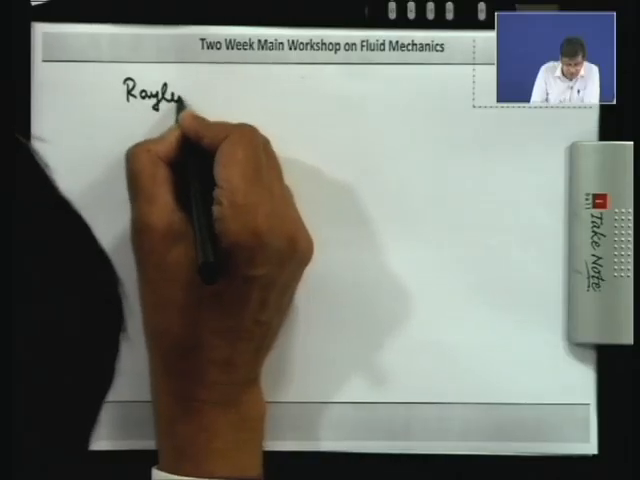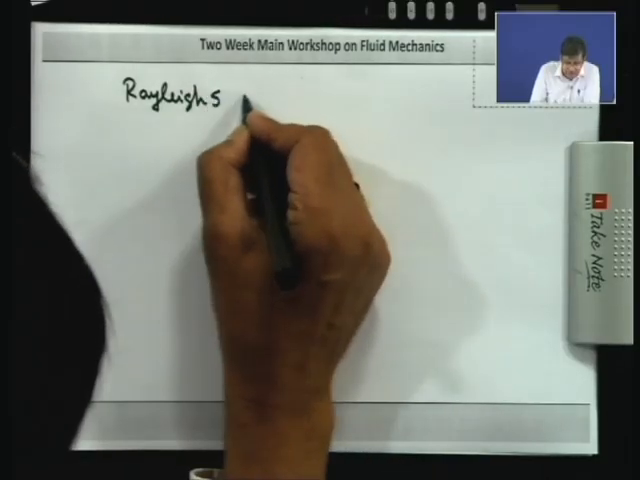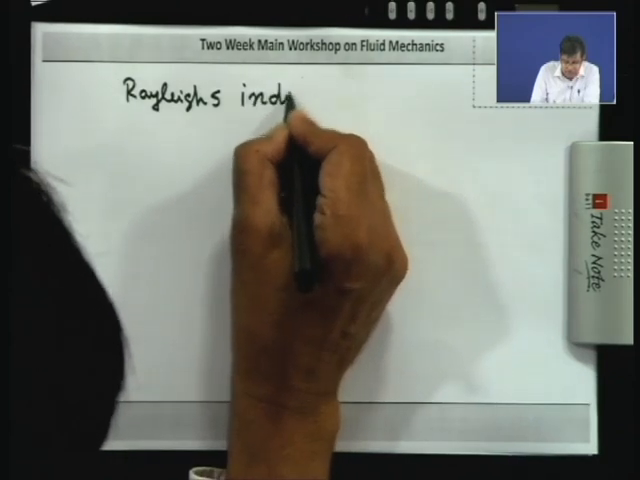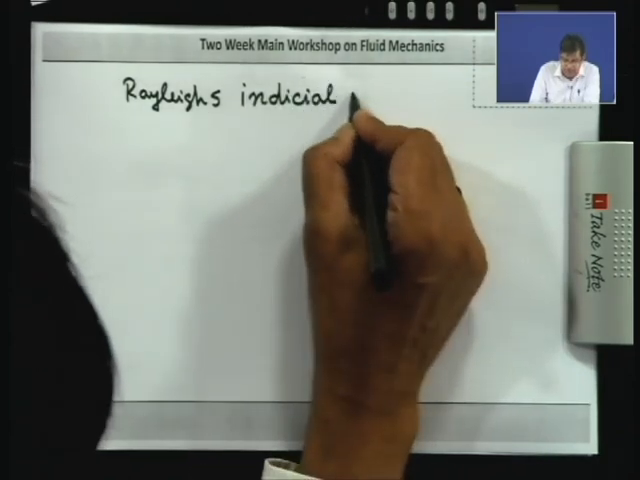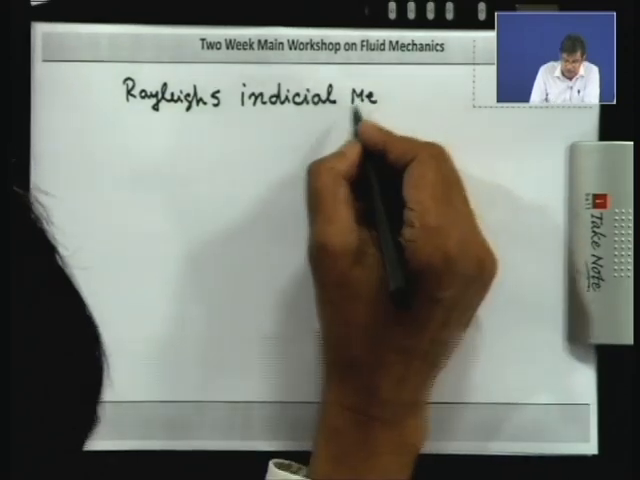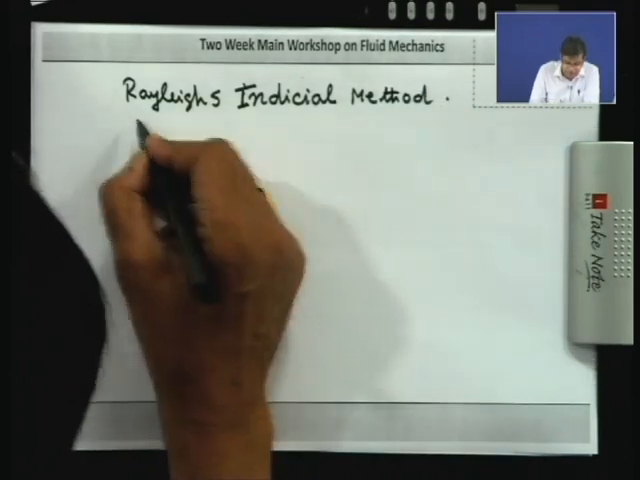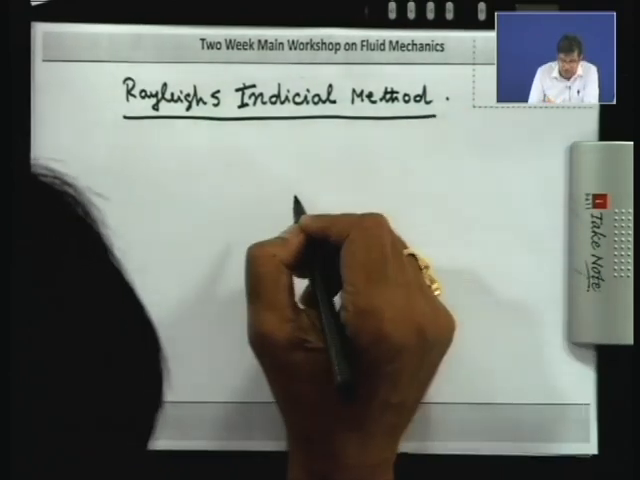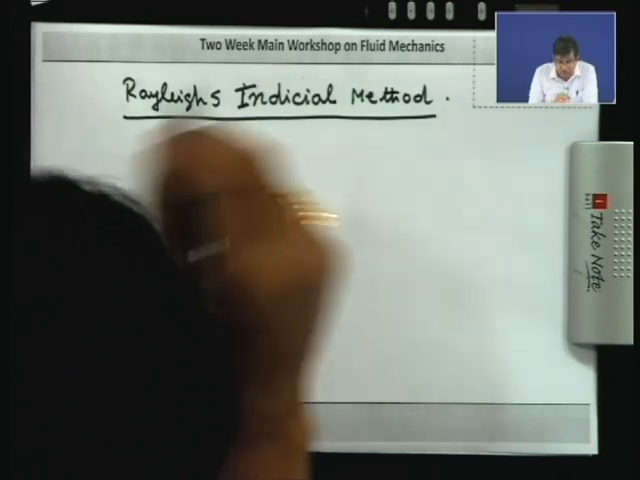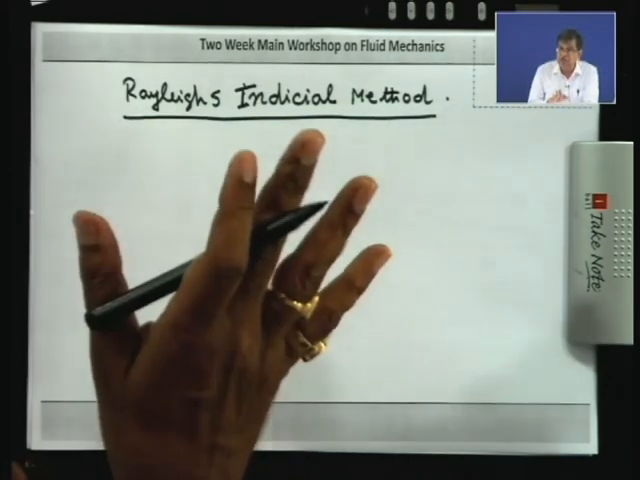Now, before closing, I will tell you there is another method of dimensional analysis. This also evolves from dimensional homogeneity, and is known as Rayleigh's indicial method. Like Buckingham's pi theorem, Rayleigh also introduced another method, the indicial method. What is that? Let us better explain through a problem.